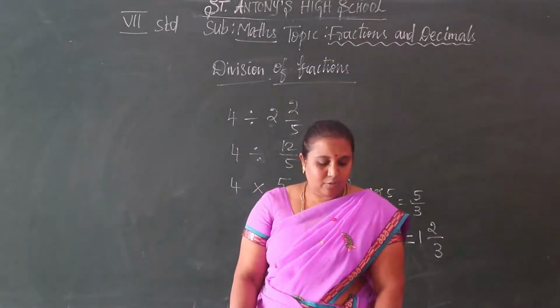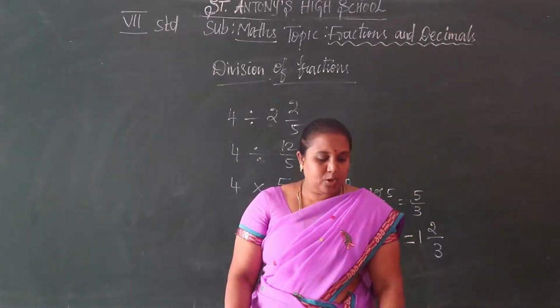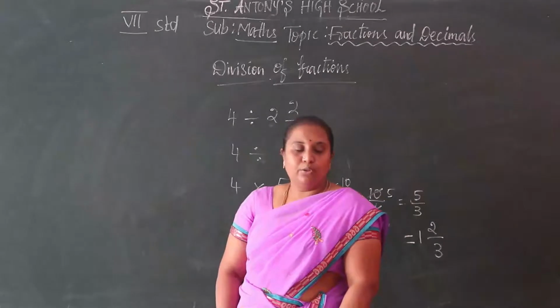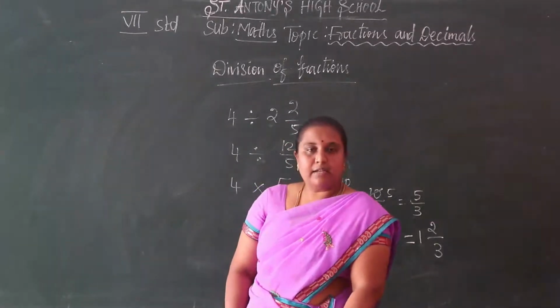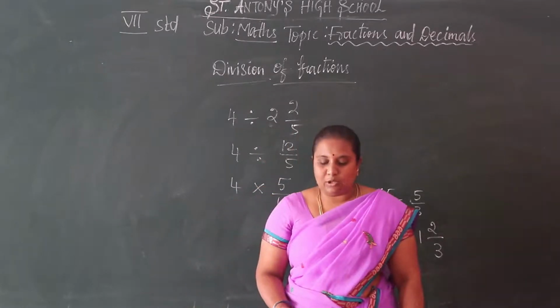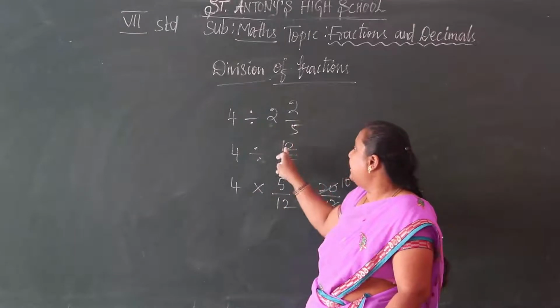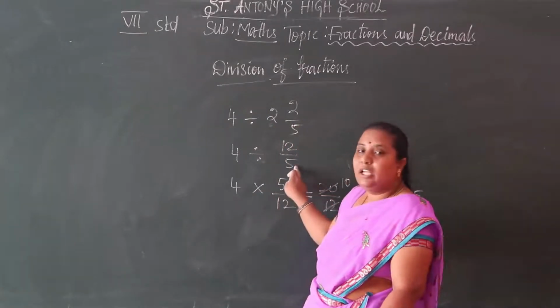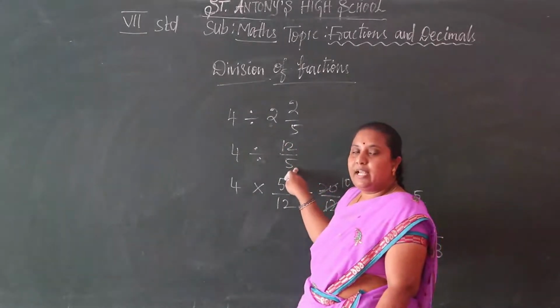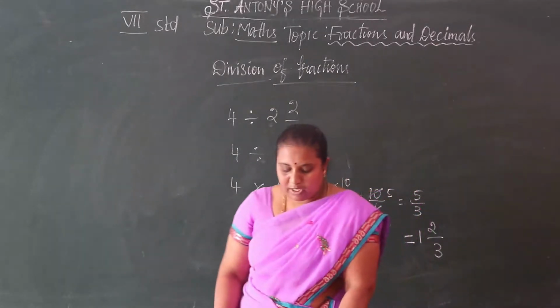So division of a whole number by a fraction is done. Then the reciprocal of a fraction you also know. How do we write the reciprocal form? The reciprocal or inverse of a fraction is obtained by interchanging the numerator and denominator. We can get the reciprocal of the fractional form. Okay, understood?